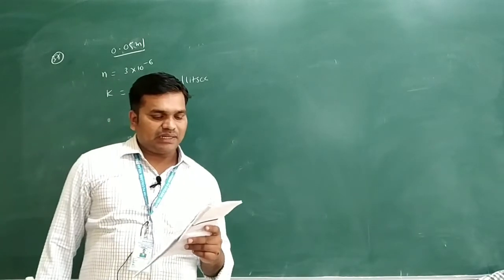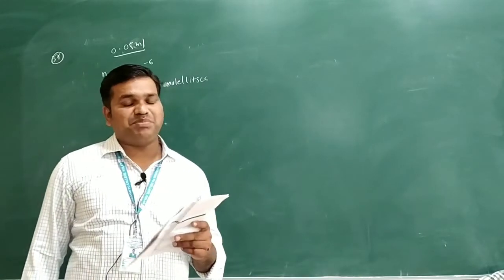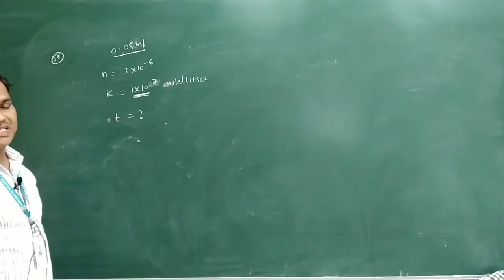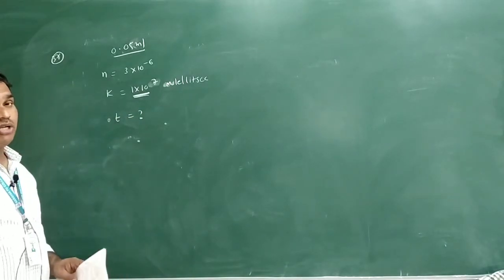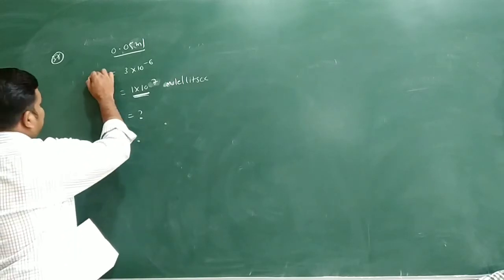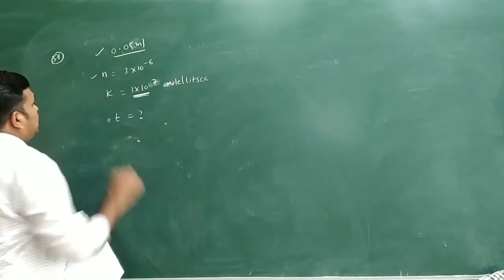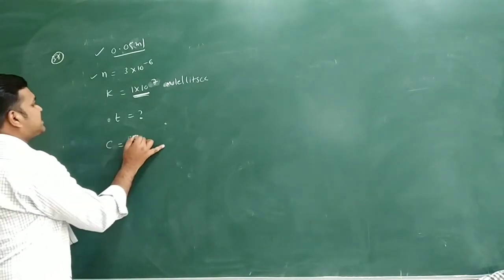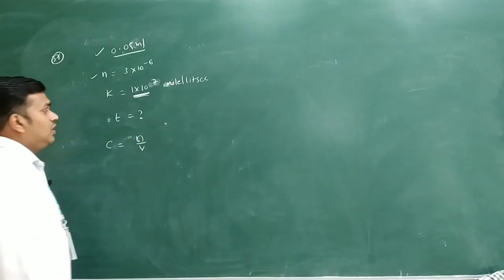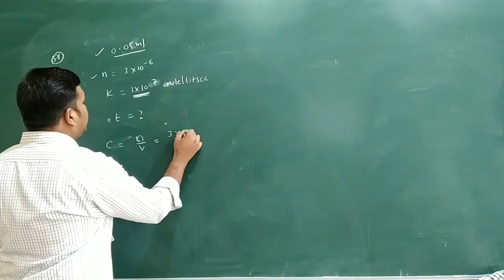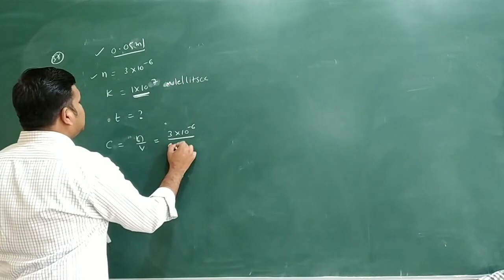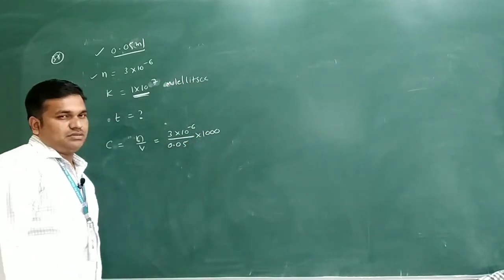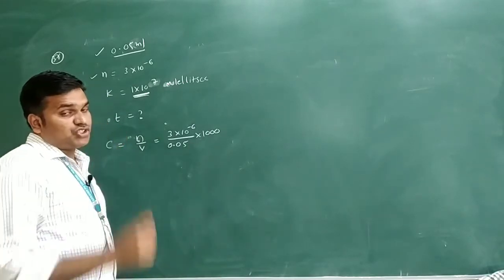Then calculate the time required for the complete disappearance of the H plus ion. They are asking for time here. So what we will do: the number of moles N is given and the volume V is given. First you can find out the concentration. Concentration C is equal to N by V. The N value is 3 into 10 power minus 6, divided by 0.05 into 1000 to convert from ml into liters.